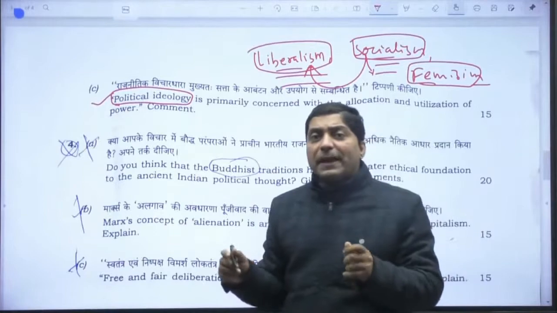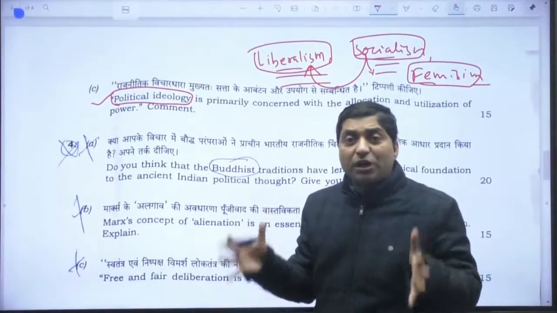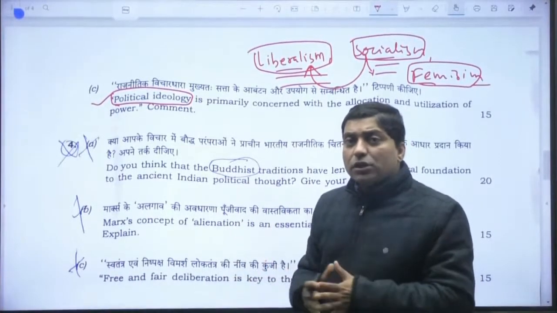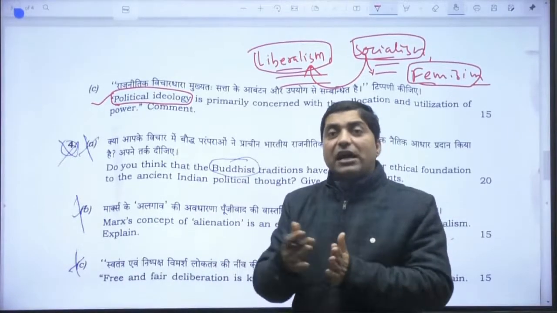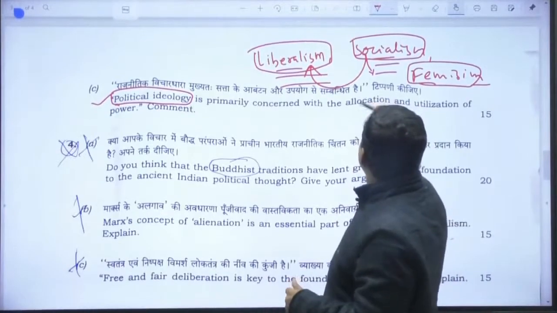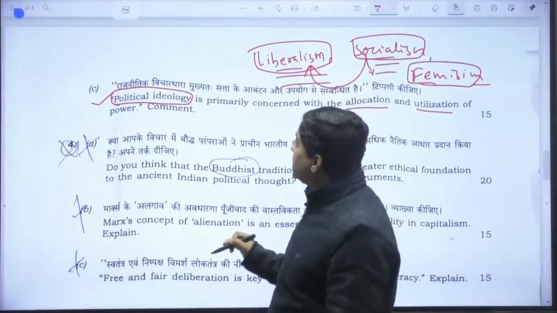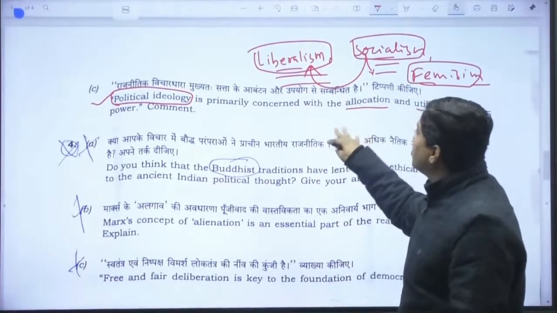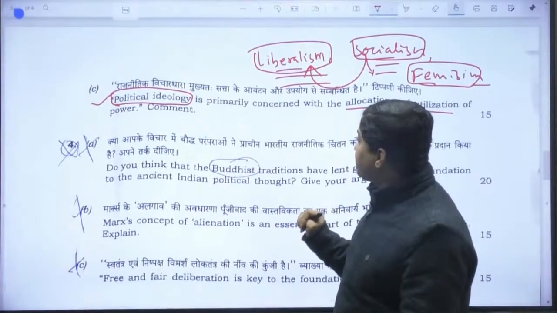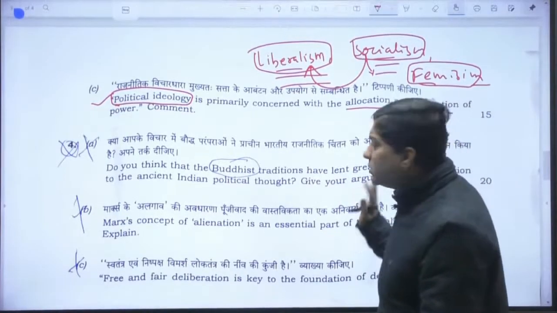It considered the private as something personal which should not be intervened in by the state. But actually the family, a private sphere, is a sphere of power structure between man and woman, in which there is exploitation and hierarchy, so the state must intervene. So here you can see feminists also talk about allocation and utilization of power. Different political ideologies talk about different kinds of allocation and utilization of power. I think that's enough, it would be more than 200 words.